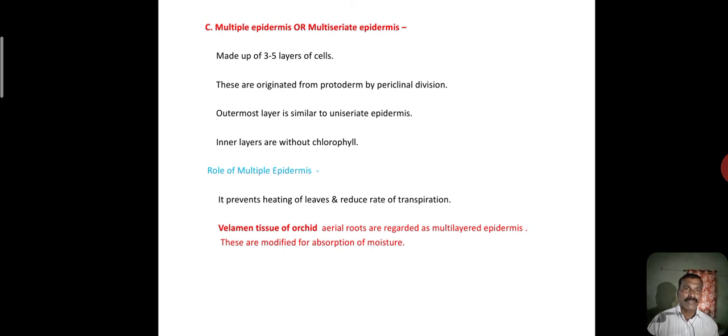As in the case of orchids, the velamen tissue, which is present in aerial roots, is regarded as multiple epidermis, and these cells are modified for absorption of moisture. That means the multiple epidermis has different functions, but the most important function is that it prevents the heating of leaves and reduces the rate of transpiration, and also helps in absorption of moisture.